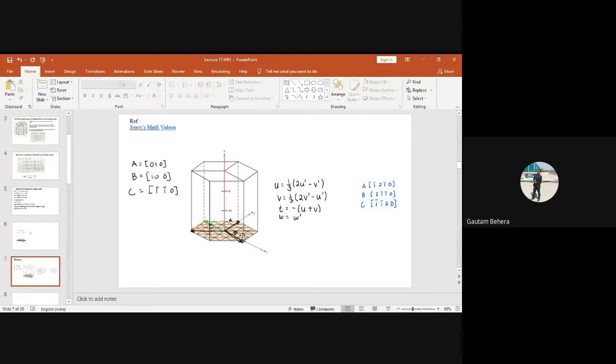Second, similarly B. So this is the B, right? This one is the B. So B means this is in the A1 direction. So obviously we have to move in this direction by one unit magnitude. So that is 1, but it is not in the A2 direction. It is not in the Z direction, right? So it will be 1, 0, 0, right?